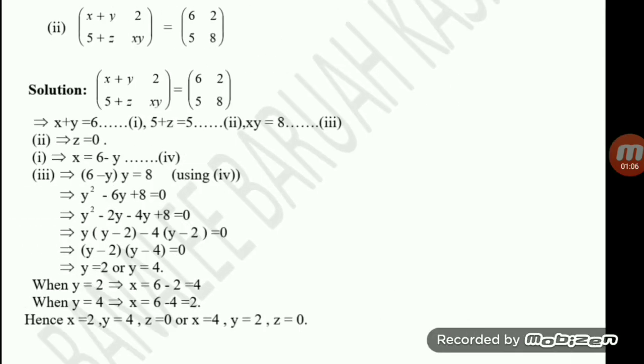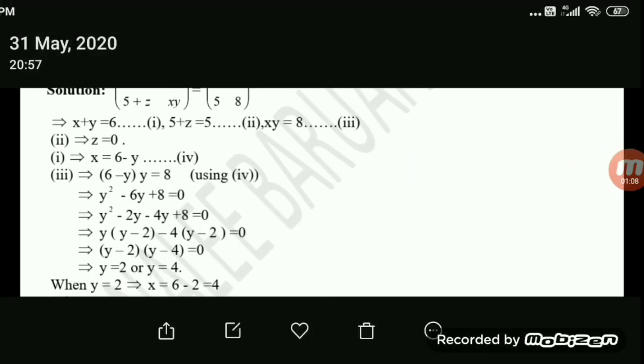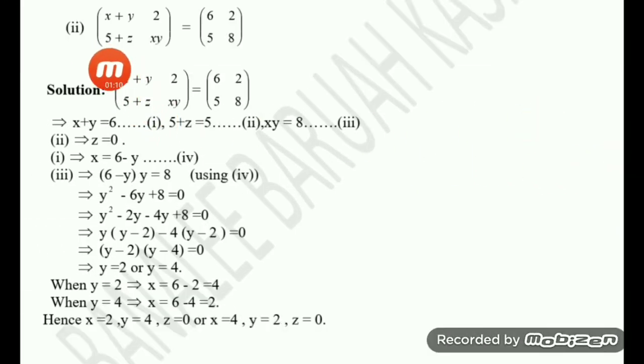Second one is, here you see. Your second question, it's a 2 by 2 matrix. This is also a 2 by 2 matrix. So they are comparable and an equal sign is given. It means by definition, the corresponding elements are equal. So first we have written the given things. Then comparing, you will have x plus y equal to 6, 5 plus z is equal to 5. This one, 2 is equal to 2, we don't have to write. xy is equal to 8.